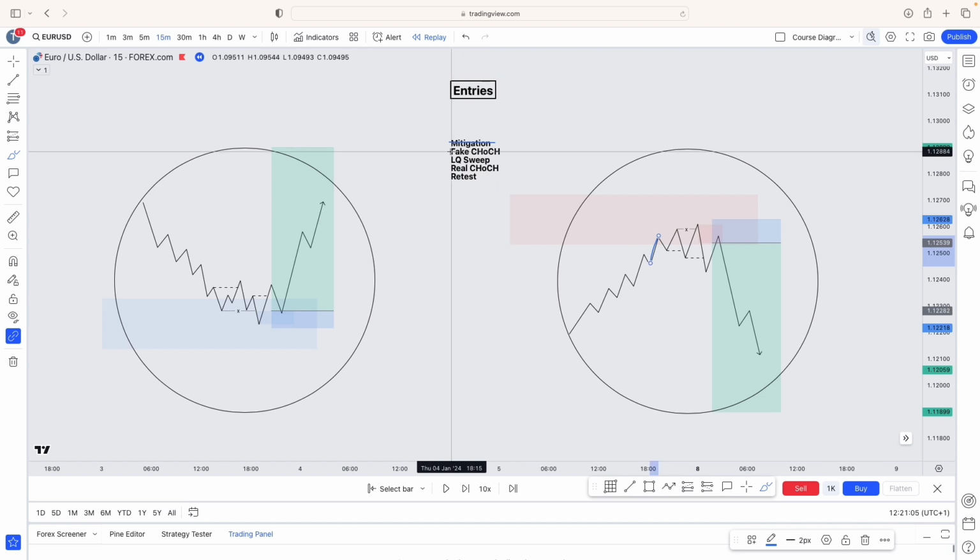Then what do we wait for? We wait for the fake CHoCH to happen, okay? So we don't do anything, right? Price can do whatever it wants until we get this first CHoCH. And we expect that this first CHoCH is a fake CHoCH, okay?